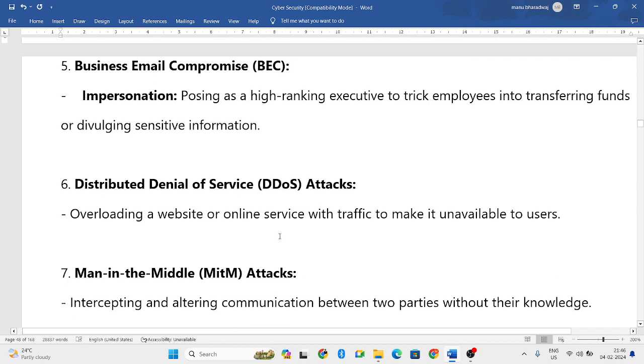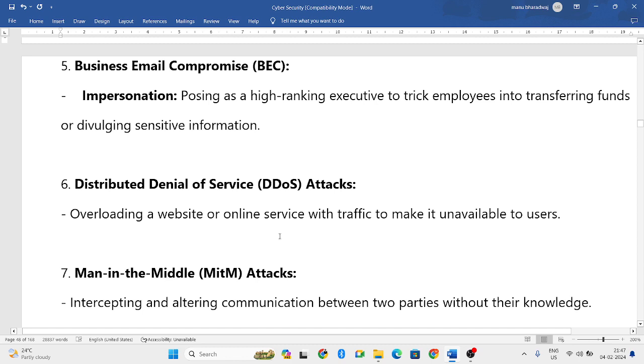Next is business email compromise, which is known as BEC. In that, the first one is impersonation, meaning you introduce yourself as a big executive of a company, or you're calling from so-and-so bank, as the manager of a bank or of some company. You create a fake identity and trick your employees or your customers into transferring funds. That is impersonation.